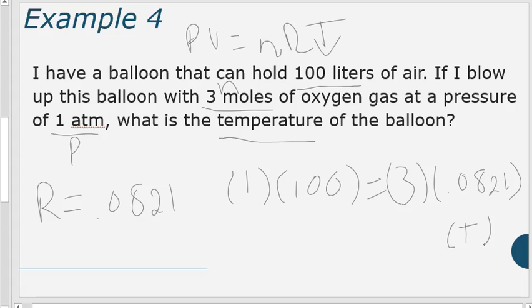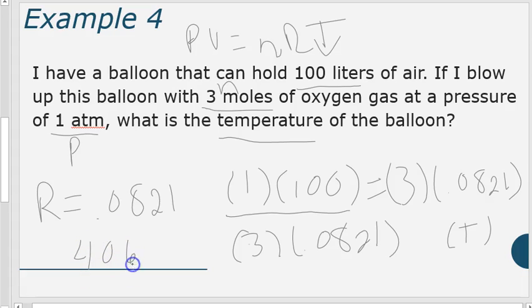1 times 100 is 100. Whatever answer you got here on the right side, you're going to divide over here. So we would divide to get temperature. Divide by 3 times 0.0821. And the answer to this question is 406. And remember that temperature in these gas law problems is always in Kelvin. So the answer to number 4 is 406 Kelvin.